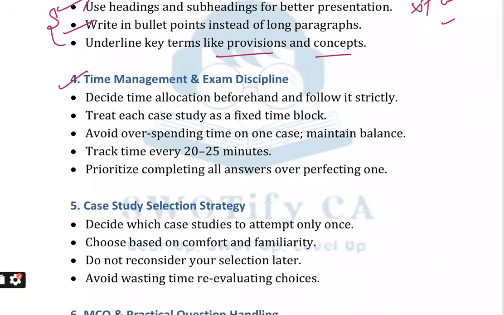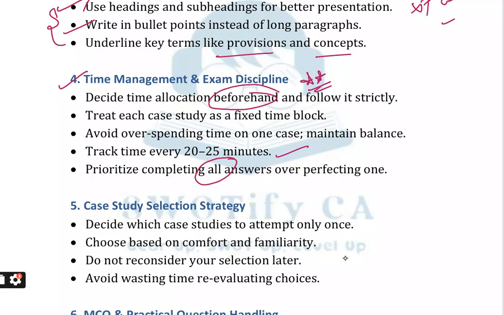Next, time management and exam discipline, right? So here, this is a super important point to crack your IBS paper, right? See, time allocation beforehand. You have to decide how much time is required for the case study, how much time I'm going to give for the case study. So for every 20-25 minutes you have to track it, how it is going, whether I'm on a good track, how many questions are remaining in a case study. Don't waste time in tracking, it's just a glance, okay, what is pending, how fast I should write.